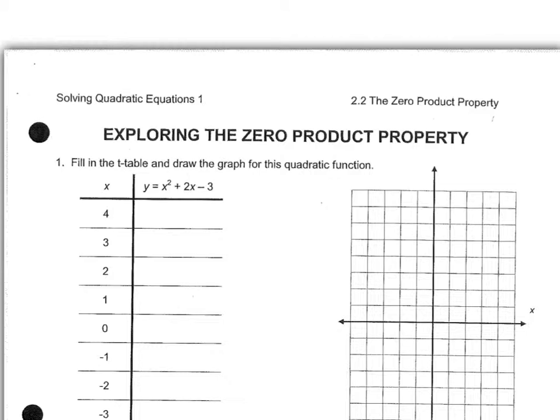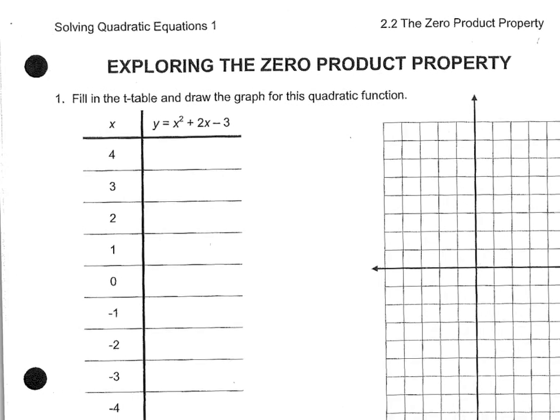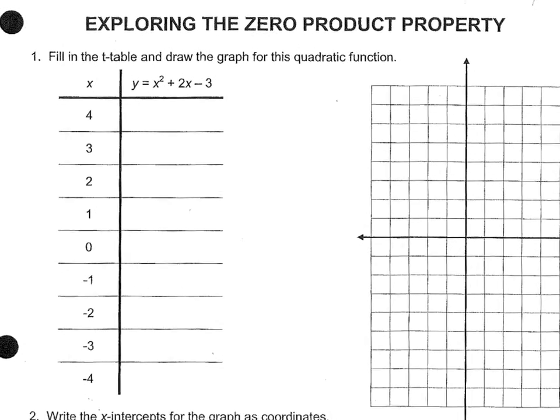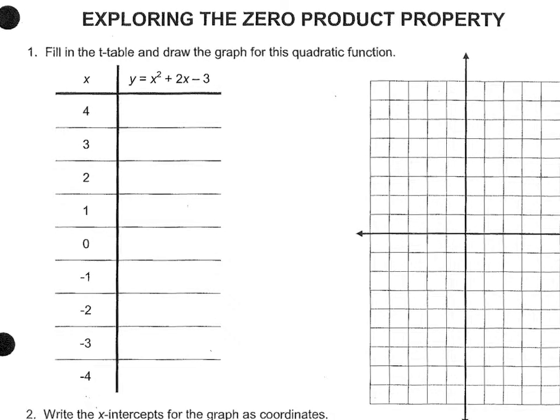Now if you flip to your next page, we're going to explore this same idea and see if it works with the zero product property. Kind of like what we just did, I'll do one x and y value for you, and then you'll work with your partner and fill out the rest of the table. So let's do, if x equals 4, what would y equal? We would substitute 4 for x everywhere I see it. So 4 squared is 16. 16 plus 8 is 24. 24 minus 3 is 21. So when x equals 4, y would equal 21.